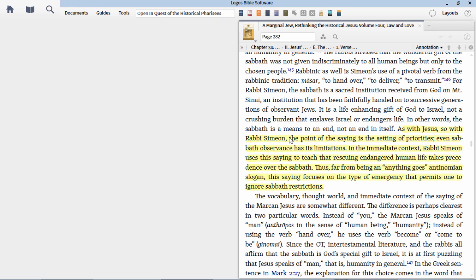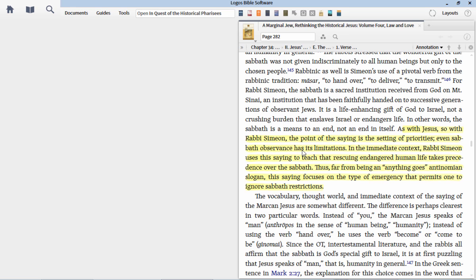As with Jesus, so with Rabbi Simeon, the point of the saying is the setting of priorities. Even Sabbath observance has its limitations. In the immediate context, Rabbi Simeon uses this saying to teach that rescuing endangered human life takes precedence over the Sabbath. Thus, far from being an anything goes antinomian slogan, some Christians say, oh, Jesus is cancelling the Sabbath.